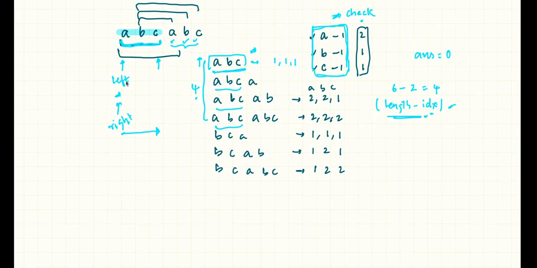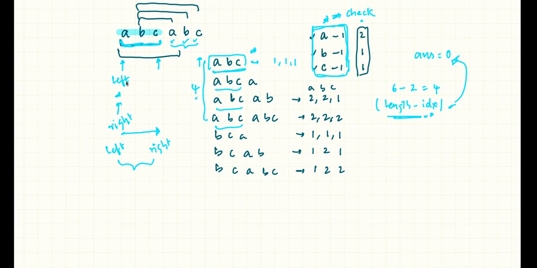The moment I've identified the valid substring, the moment I reach right over here and left will be here, that means I've identified a substring which satisfies the default criteria. Now, the total number of substrings with this prefix is basically the length minus index. This I will be adding to my answer.